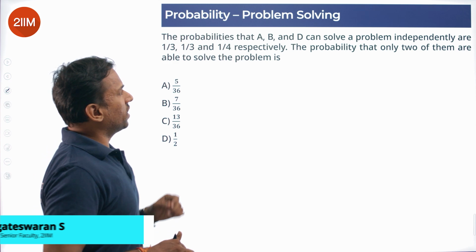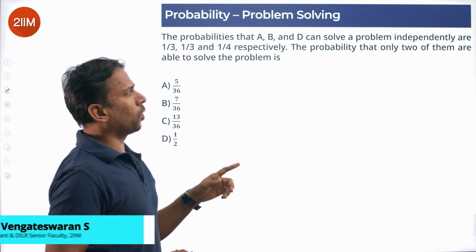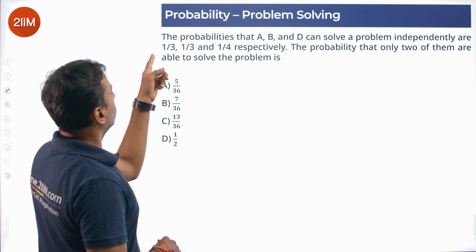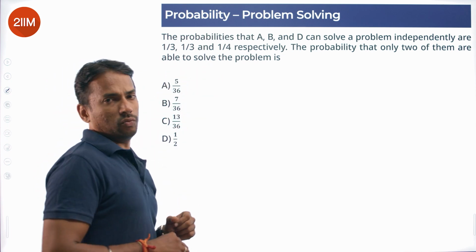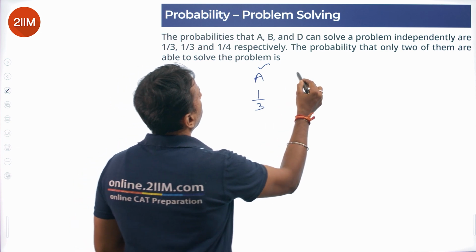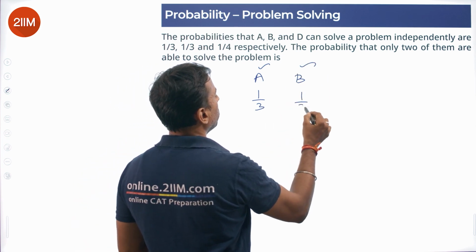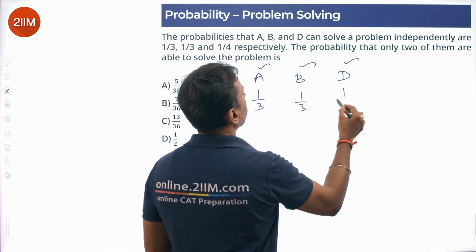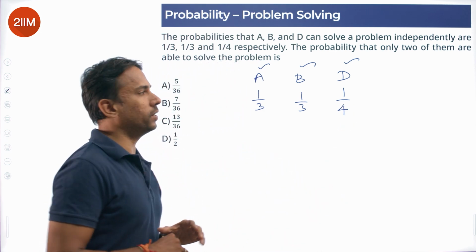The probabilities that A, B and D can solve a problem independently are 1 by 3, 1 by 3 and 1 by 4. So A can solve the problem is 1 by 3. B can solve the problem, it's 1 by 3. D can solve the problem 1 by 4. So these are the probabilities.